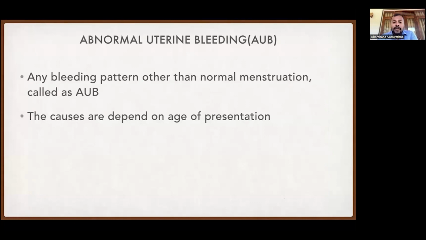If you see 100 patients a day, at least 10 to 15 women will come with this problem, abnormal uterine bleeding. And what is abnormal uterine bleeding? Abnormal uterine bleeding is any bleeding pattern other than normal menstruation. The causes are dependent on the age of presentation. In this lecture, I'm going to talk more about abnormal uterine bleeding because that is so much commoner.